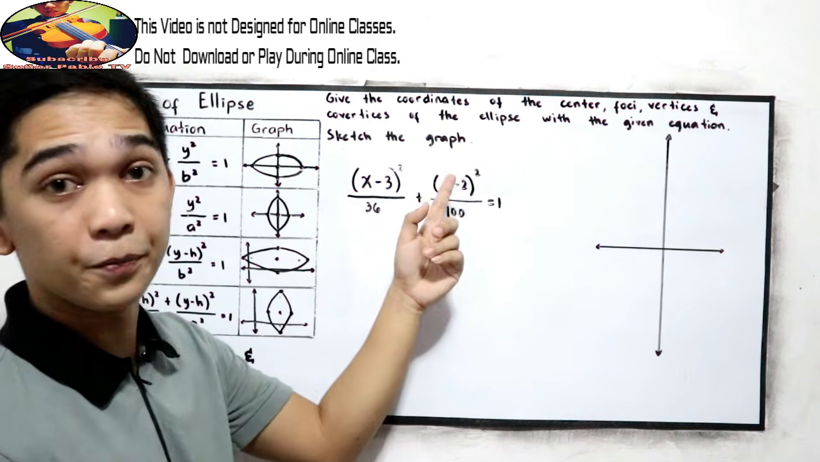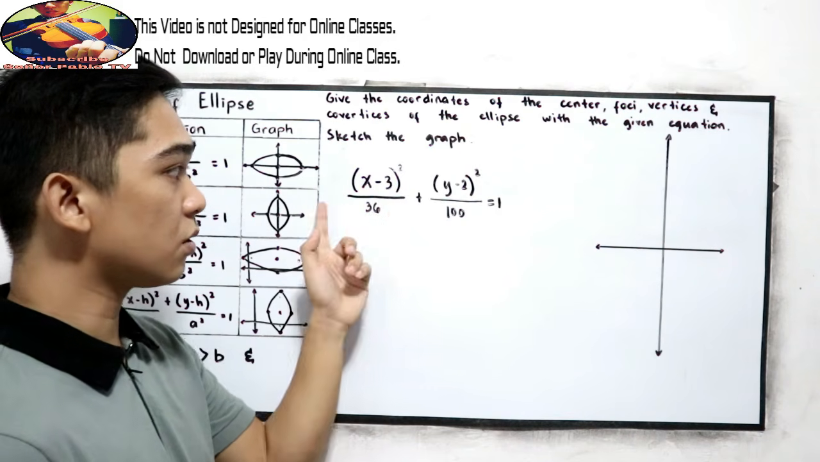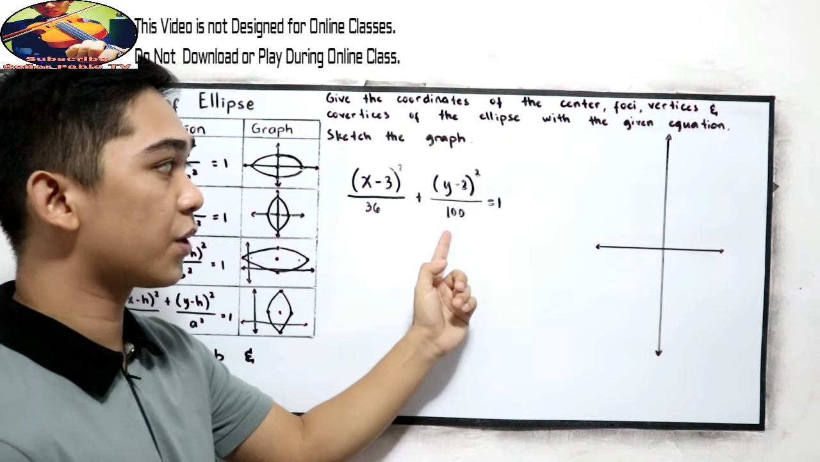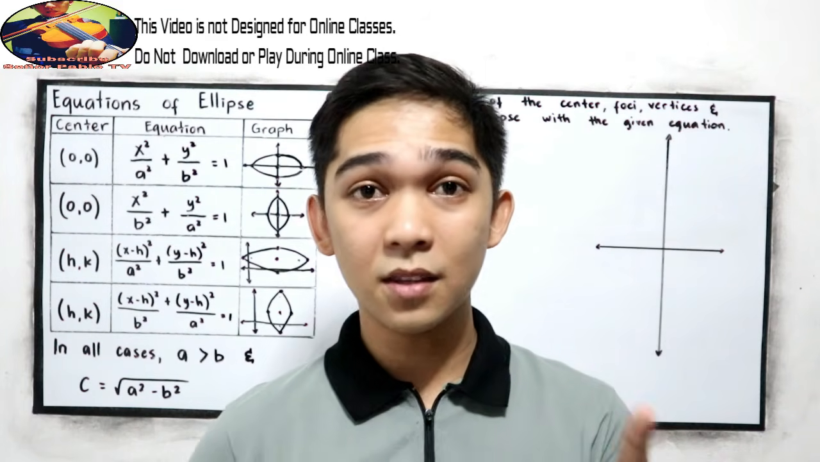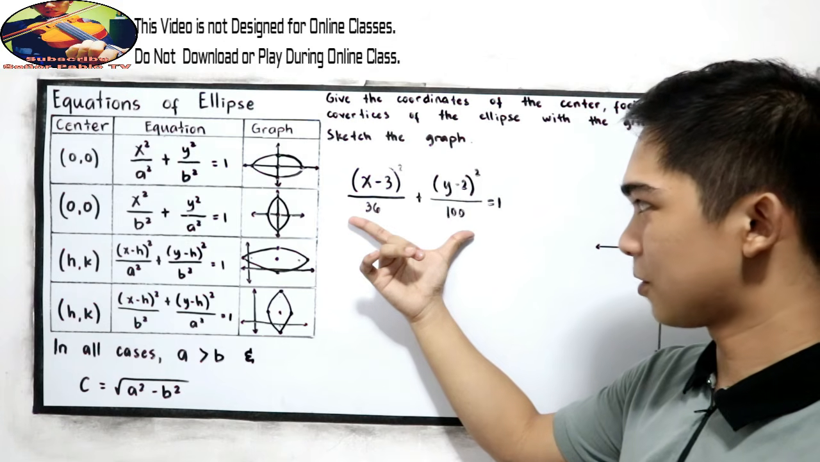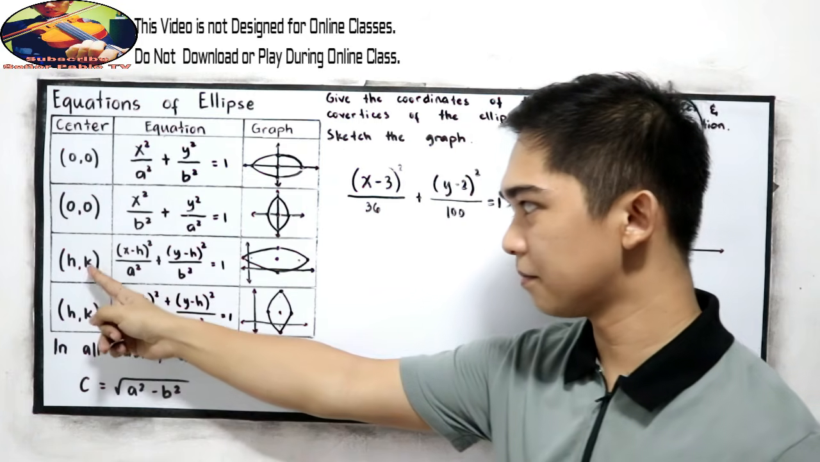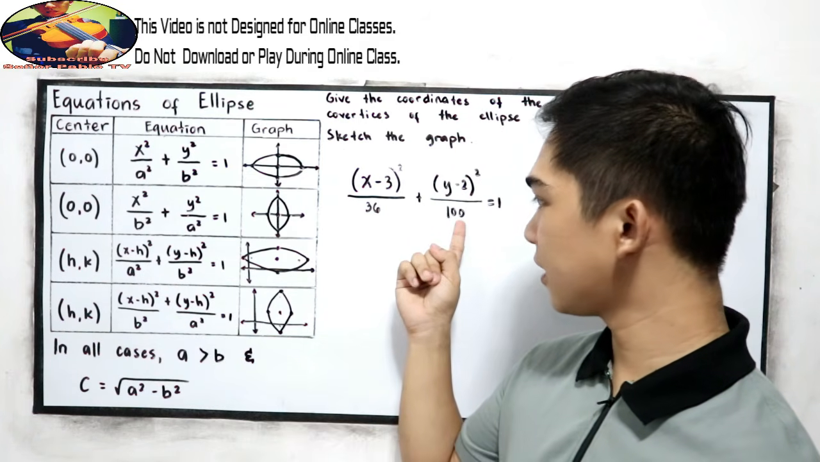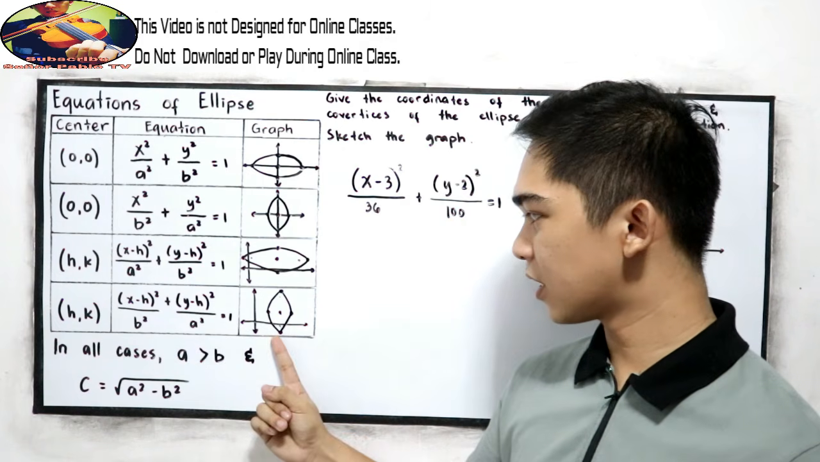Then sketch the graph. Our equation is quantity x minus 3 raised to 2 over 36 plus quantity y minus 2 raised to 2 over 100 is equal to 1. Our first step, examine the equation. So, the equation is at HK, our A is here. Therefore, our expected graph is like this one.